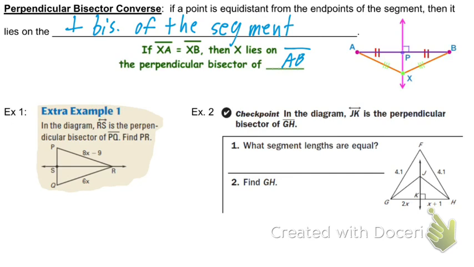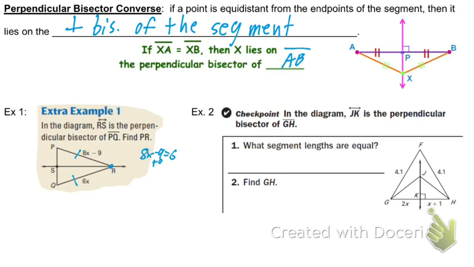Okay, Gage. 8x minus 9 equals 6x. Okay, that is the correct equation, but how can we know that that's true? How can we know we can set this one up? Because if it's the perpendicular bisector, and it's on the line of PQ or something, then we know that they're the same distance from each other. Okay, so because R is on the perpendicular bisector, it's equidistant from those endpoints. So we can set them equal and solve.